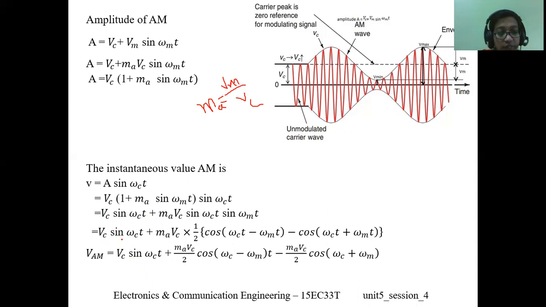So we can represent this. We are separating these terms, Vc sin ωct plus Ma Vc. Here we have sin ωct and sin ωmt. This is in the form of sin A and sin B. According to sin A and sin B, we have a formula. This is actually the minus half of cos (A plus B) minus cos (A minus B).